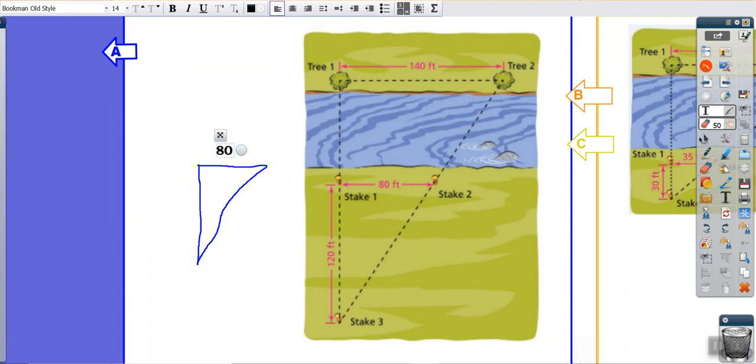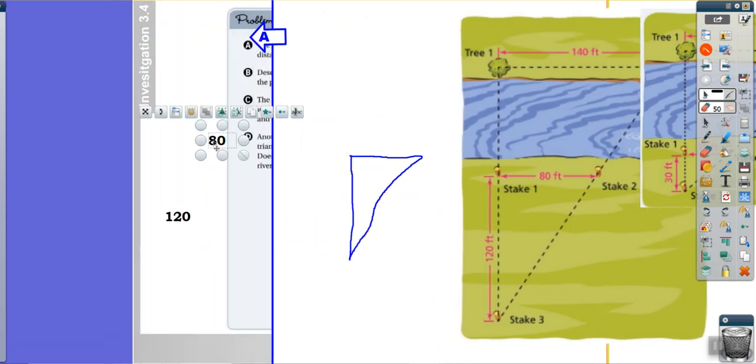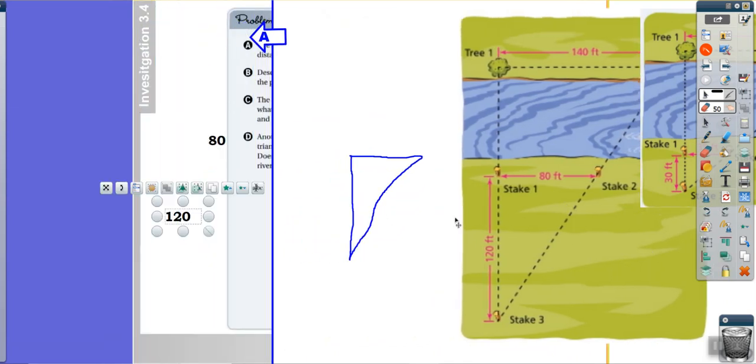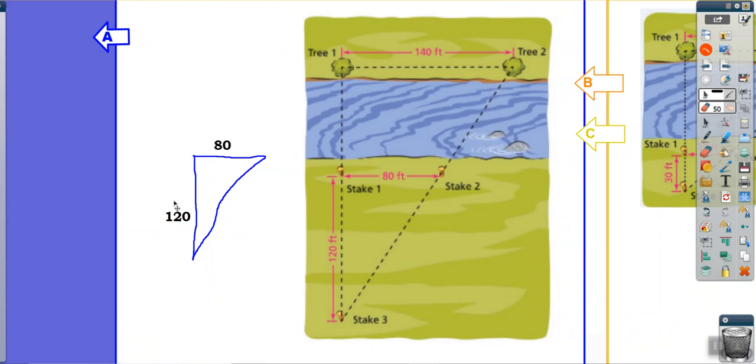Oh, I know what happened to it. It's right here. So I'm going to bring it up to this level so you can see it better. There we go. And so the other triangle is probably the easier triangle to see. The other triangle is the large triangle that is made up of tree 1 at one vertex, tree 2, and stake 3. Now that one was much better. And as I say that, I'm ruining this vertical line. All right, there we go.